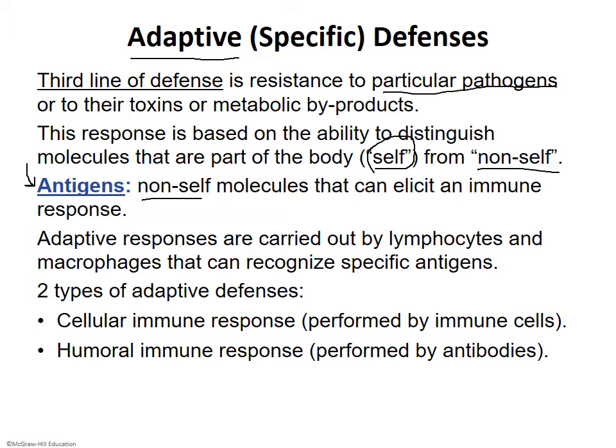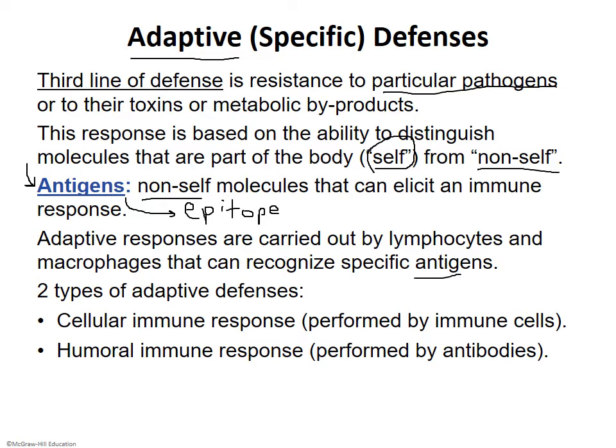Now, one of the things I will tell you is there's a name that this book really doesn't use a lot, but in the antigens, there is a specific part of that big molecule that is what really sets my defenses off, and it is called an epitope. And I will tell you that in future classes, that's probably something that would be a good thing to remember. An epitope is the specific part of an antigen that is what elicits an immune response, what sets off our defenses. So adaptive responses are carried out by the lymphocytes and macrophages that can recognize specific antigens.